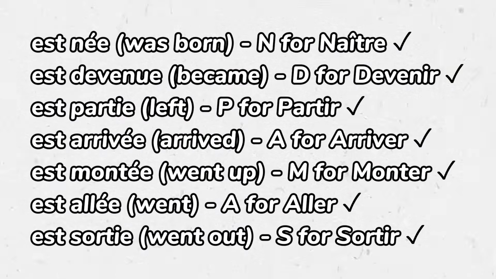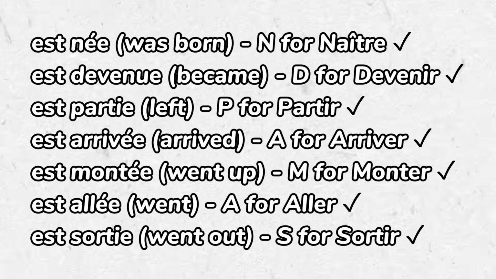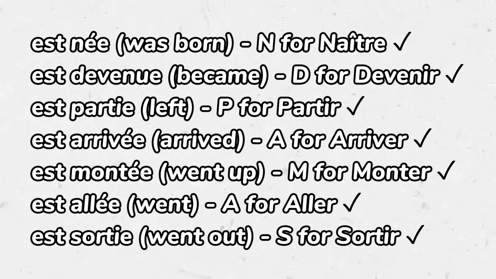So the first one is est née, she was born, which is N for naître. Est devenue, she became, which is what? D for devenir. Est partie, which is left, P for partir. Est arrivée, A for arriver. Est montée, M for monter. Est allée, A for what? Aller, good work. Est sortie, which means went out, S for sortir.